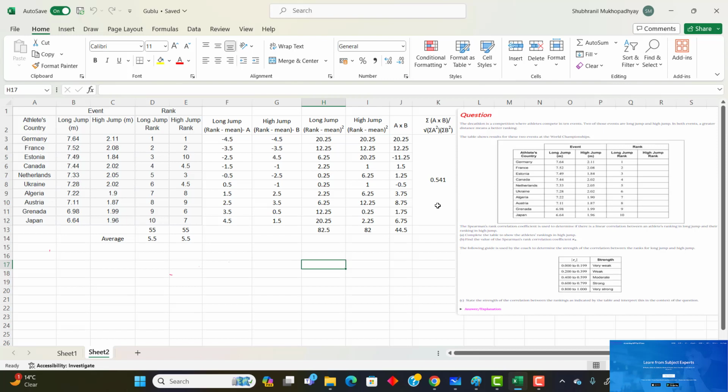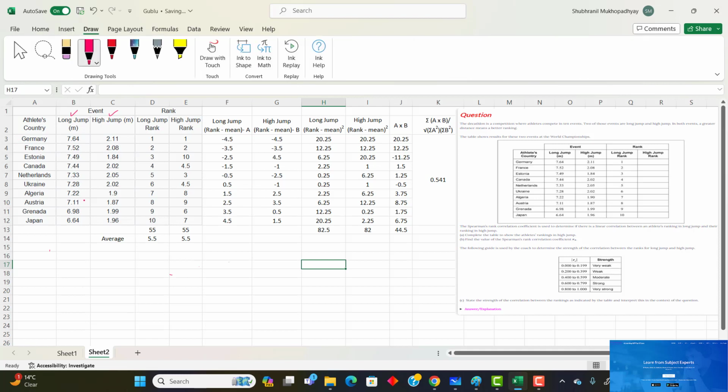Let's go directly to the solution of this question. In this question, there are 10 countries and their performances in long jump and high jump events have been noted down in this table. The countries have been arranged according to the ranks of the long jump event. You can see over here that Germany, with a long jump performance of 7.64 meters, has been ranked the first country. Accordingly, we will have to rank the countries in terms of the high jump events.